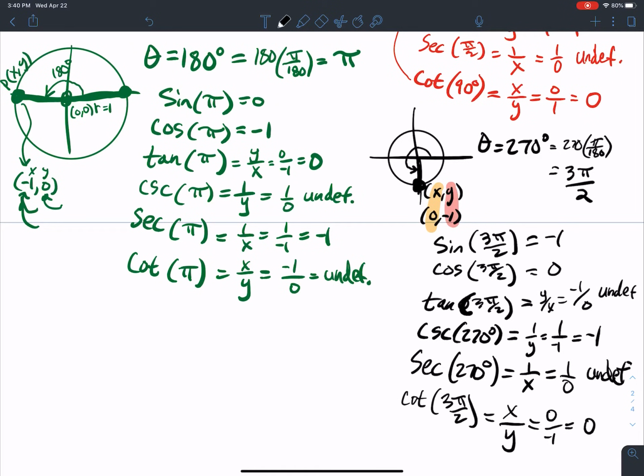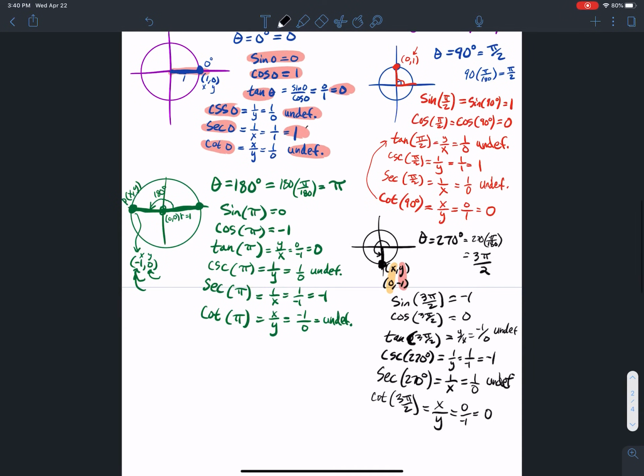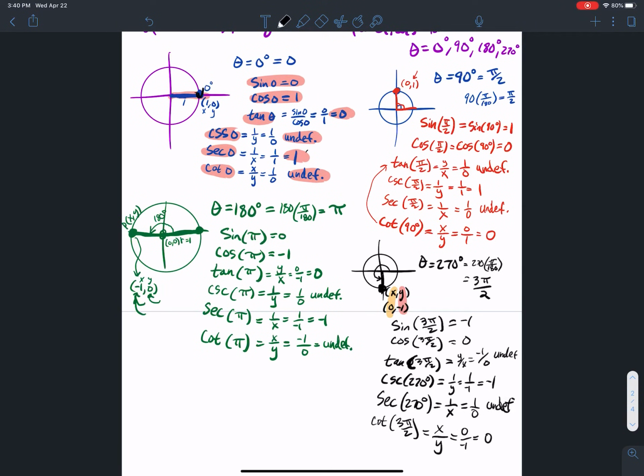So that sums up all the 6 trigonometric function values on the 4 quadrantal angles here, here, here, and here. Okay, so make sure that you get those down. Those are definitely important. We're going to use those frequently, okay?